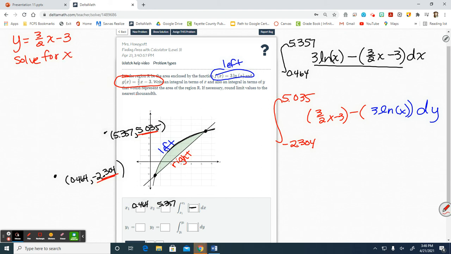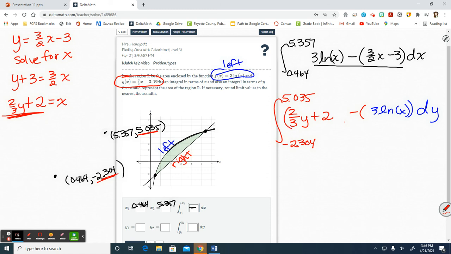So if you add 3 to both sides, y plus 3 equals 3/2 x. Then multiply both sides by 2/3. 2/3 y, 3 times 2/3 is 2, equals x. So now instead of 3/2 x minus 3, I'm going to replace it with 2/3 y plus 2. So now that's in terms of y.